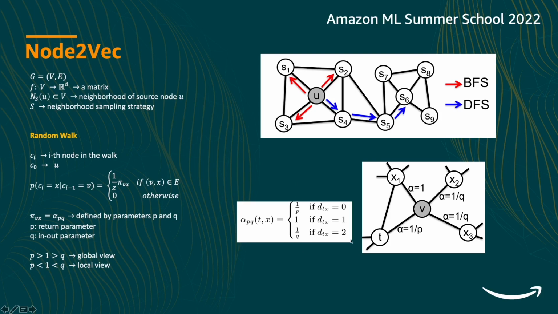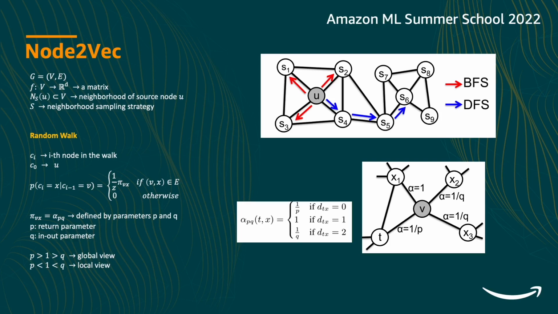And then if the path length distance is 2, for example from T to X2 or X3, we do this with a probability of 1 over Q. So this is how we approximately interpolate between our breadth first search and the depth first search.